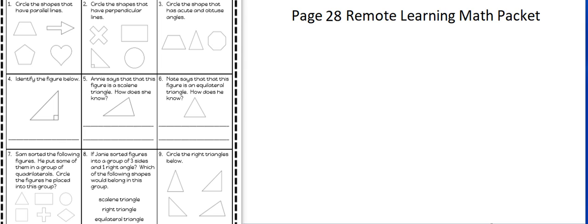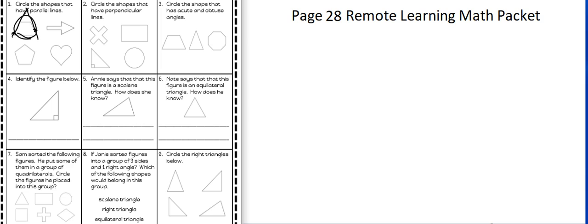Number one, circle the shapes that have parallel lines. So remember from the last section, we know that parallel lines are lines that are across from each other and they don't get any closer. So if you look at the lines here, if they were extended, they would eventually cross. So those would not be parallel lines. But these other two lines, the ones going horizontally, those are parallel lines.